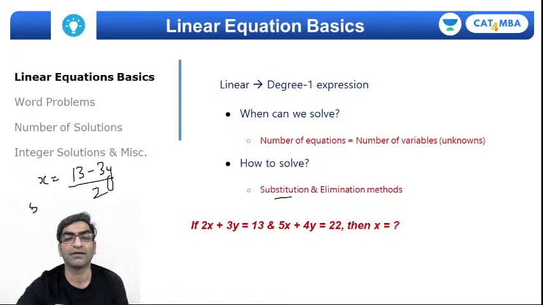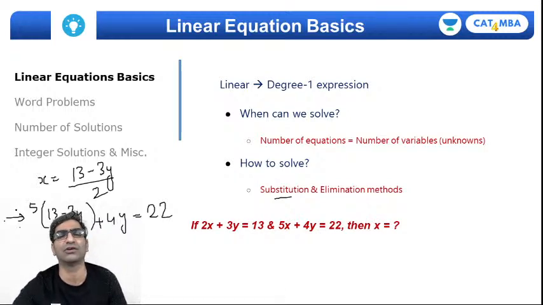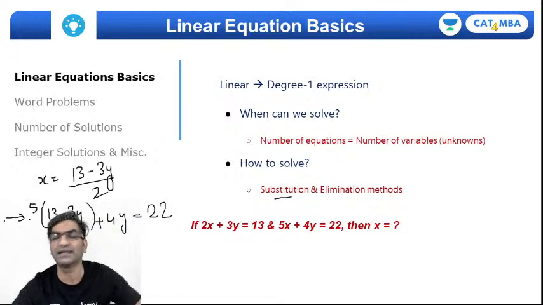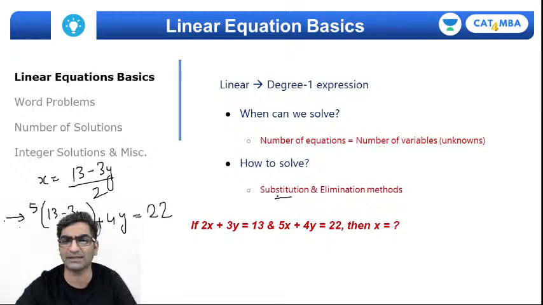So that becomes 5 times (13 minus 3y) upon 2 plus 4y equals 22, right? And this becomes a linear equation only in y. So I can solve and get the value of y. Once you have y, substitute to get the value of x also, right? So fairly straightforward how to use the substitution method.